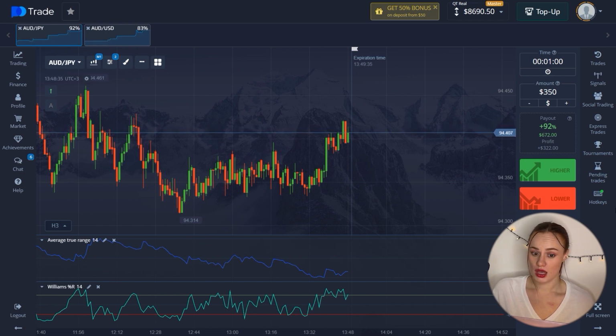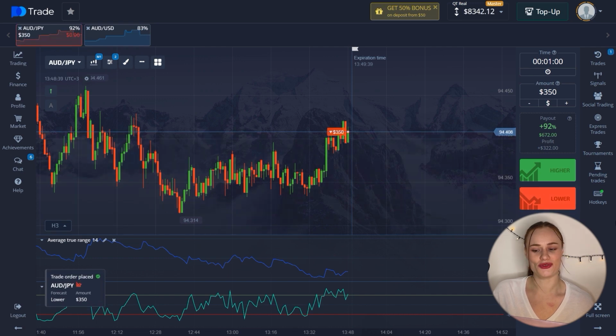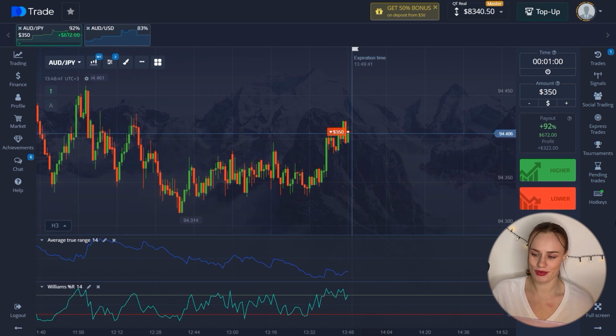Don't forget about trading, and we will open another trade for a decrease of $350 for 1 minute. This time the situation is similar. The resistance level is next to the price, which can cause a correction again. We see the price changes occur quite actively, while the Williams indicator gives false signals.